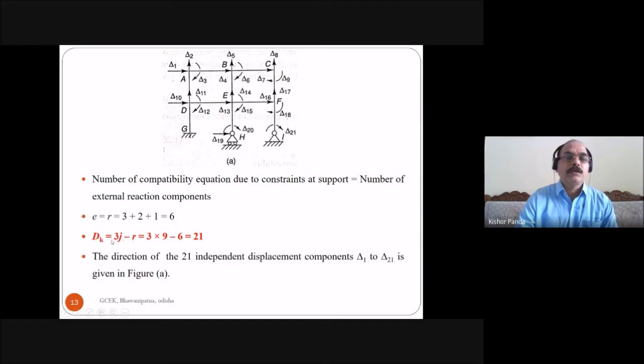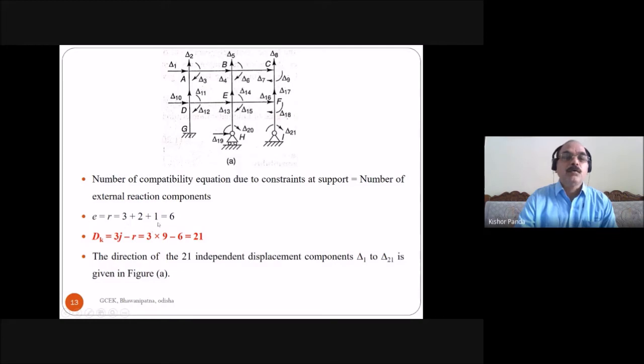Then using this formula, you can find out the degree of kinematic indeterminacy. Dk is equal to 3 into 9 minus 6, which is equal to 21. So the degree of kinematic indeterminacy is equal to 21. There are 21 displacement components in the structure. So you have to specify in which direction the displacement takes place.